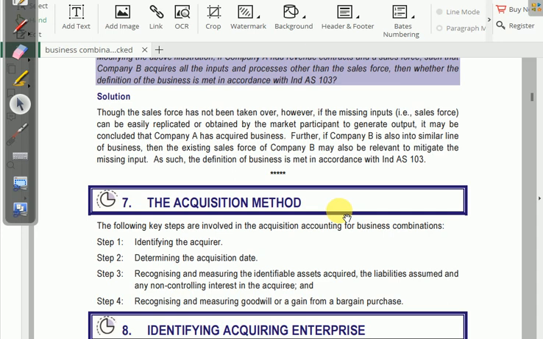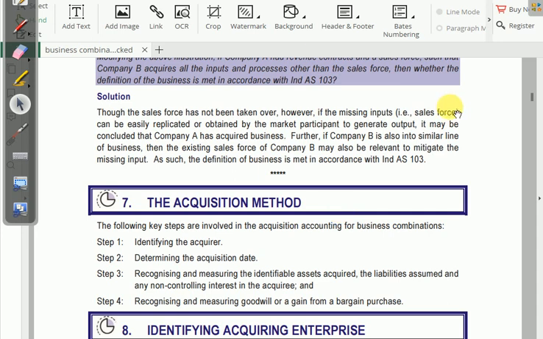However, if the missing inputs, that is the sales force, can be easily replicated or obtained by a market participant to generate output, it may be concluded that company A is the acquired business. Further, if company B is also into a similar line of business, then the existing sales force of company B may also be relevant to mitigate the missing input.